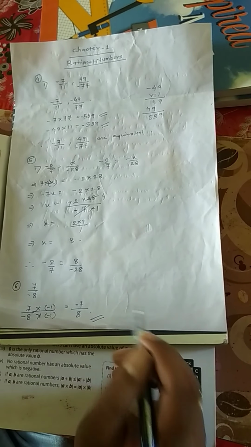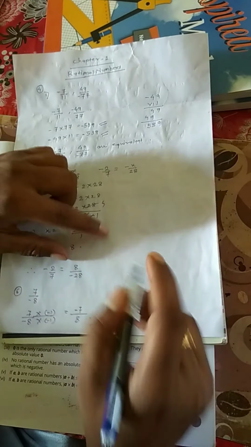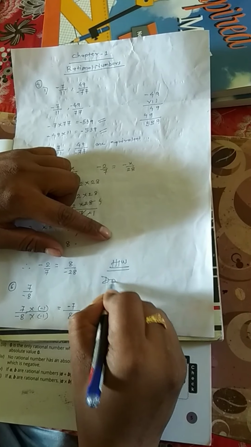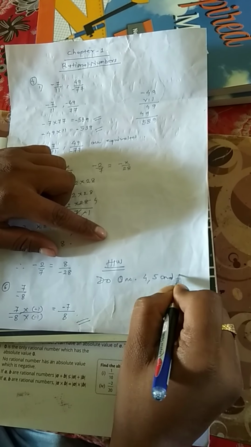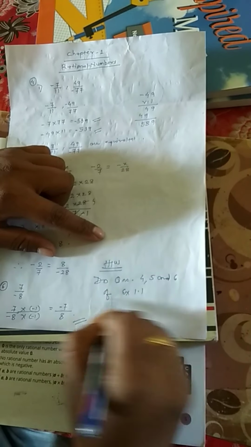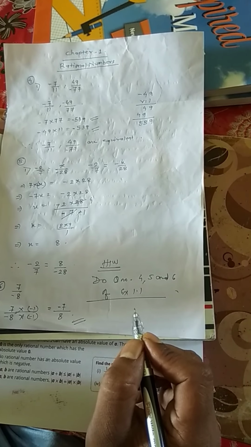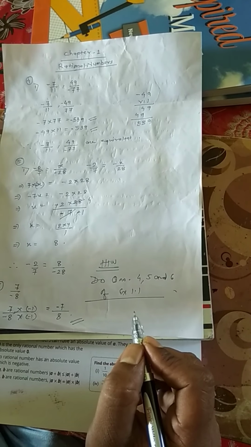So that's all for today, students. I have explained 3 questions today. In homework you have to do question numbers 4, 5 and 6 of exercise 1.1, because I think all of you have already solved question numbers 1, 2 and 3.